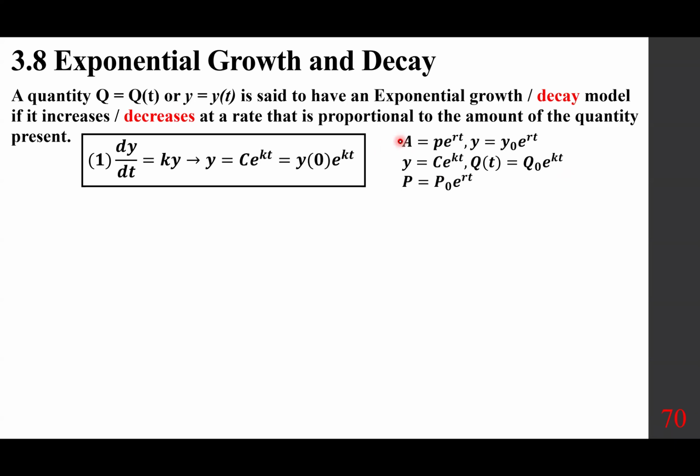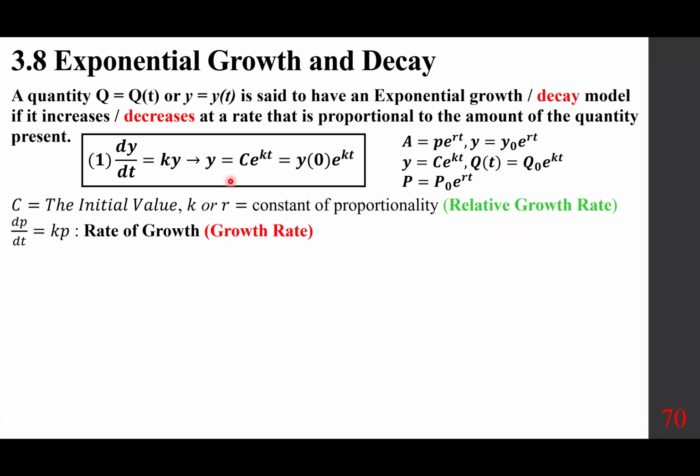Now, if we stick with one of them, for example this one, C is the initial value. In other words, if you replace the t with 0, the exponential becomes 1. So y at t equals 0 becomes c. K or R, depending on the formula, those are rates. They are called the constant of proportionality, also known as the relative growth rate.